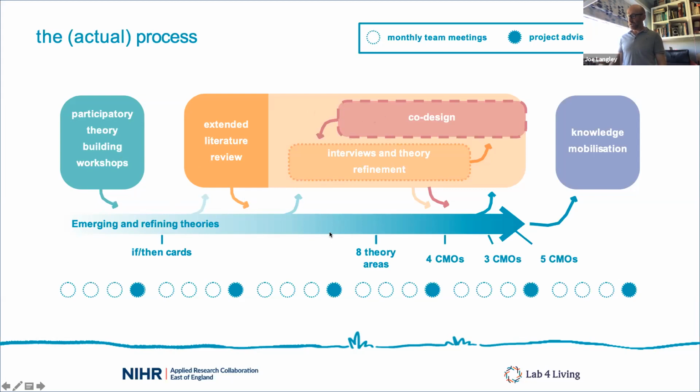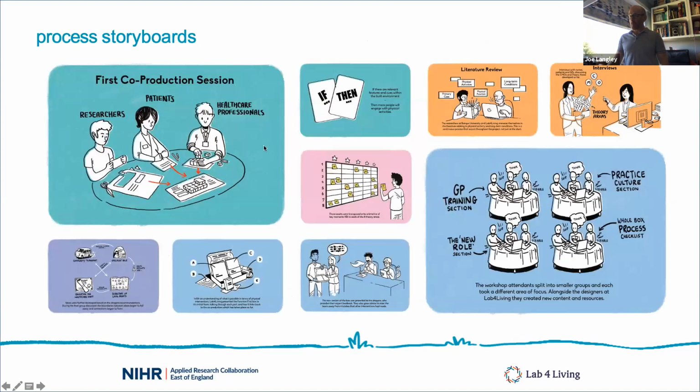You'll notice that it is a progressive, as I said, iterative process. The theory areas change and fluctuate as we expand and shift our understanding of things and refine what are called CMOs, context mechanism outcome statements. So one of the methods we used to really build a strong relationship between the surrounding research and the co-design was this storyboarding method.